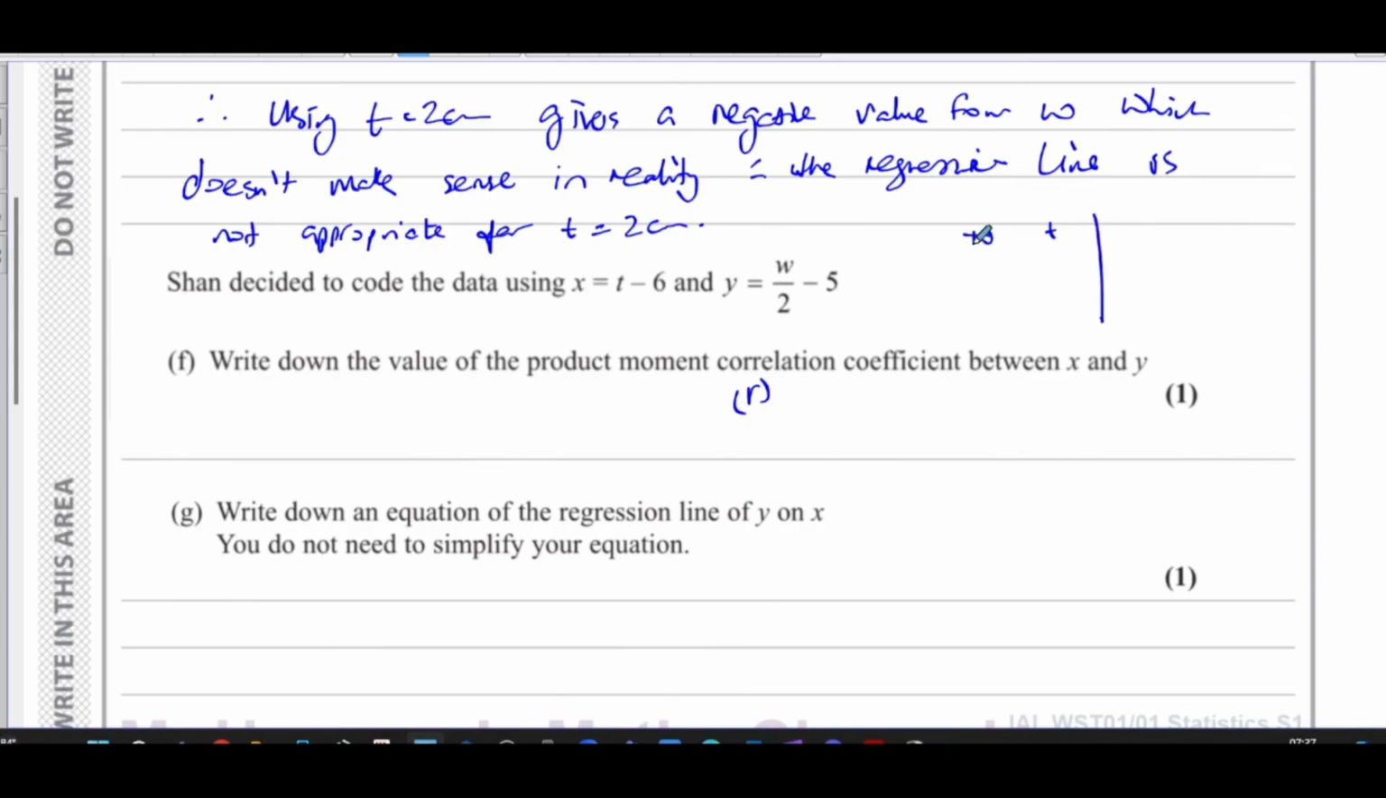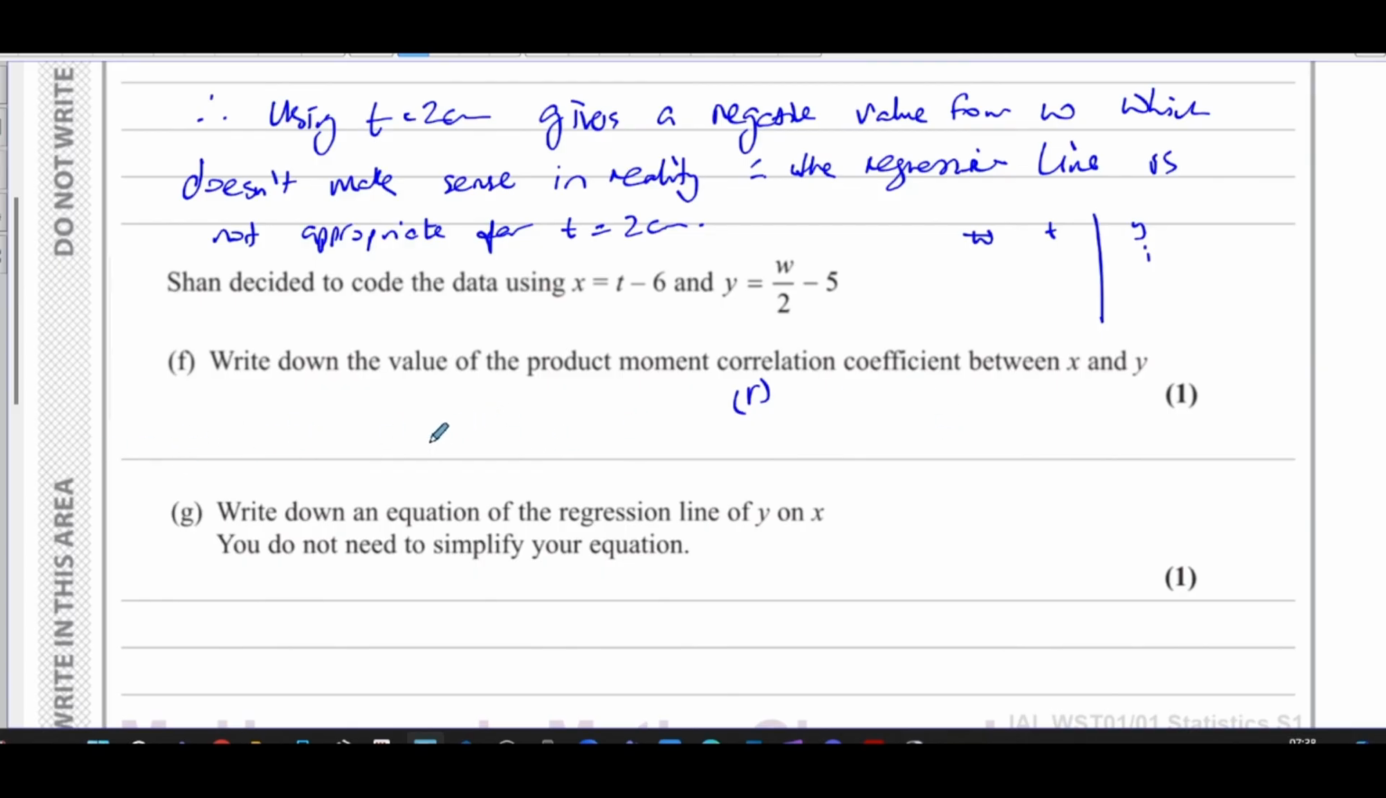What they've done is they've taken the W values, divided by 2, and then subtracted 5, and that gave us the Y value. Then they've taken the T values, subtracted 6 from them, and that gave us the X value. And then they've worked out, using the coded data, the value of the PMCC. They found the sum of the Y's, the sum of the X's, the sum of the X times Y's, the sum of the Y squareds, the sum of the X squareds, and so on, and worked out the value of R the same way that we did before.